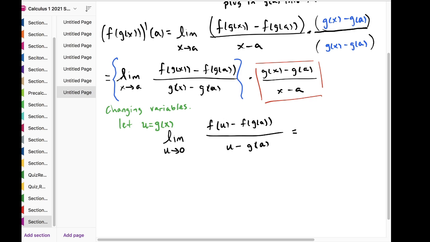You could even, if you want to change some more things, let b equal g of a. What is the limit as u approaches 0? So u is like your new x. So pretend u is just x all along. And what is f of u minus f of b over u minus b as u goes to 0?